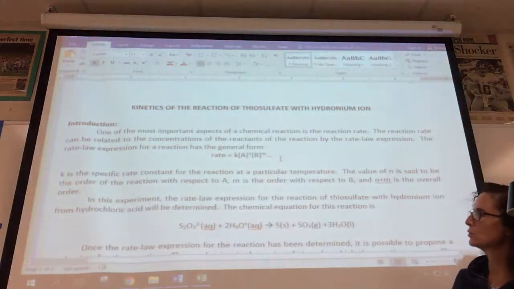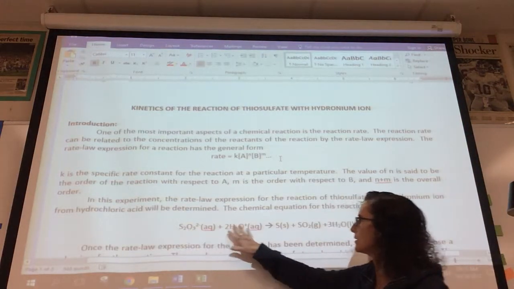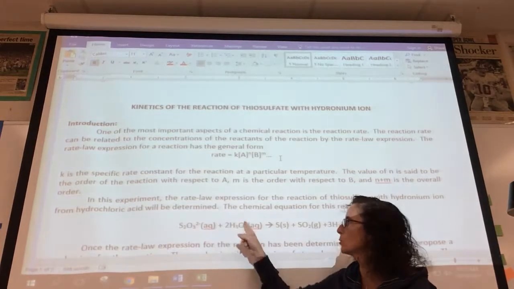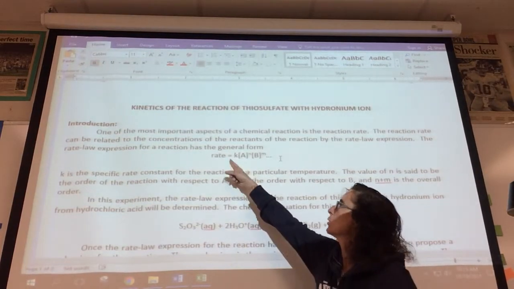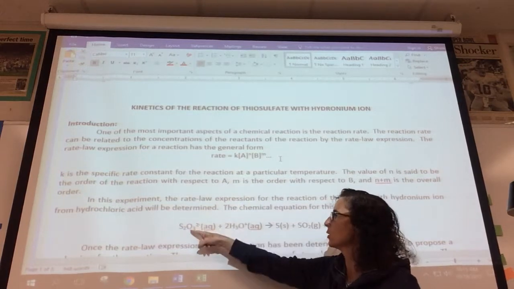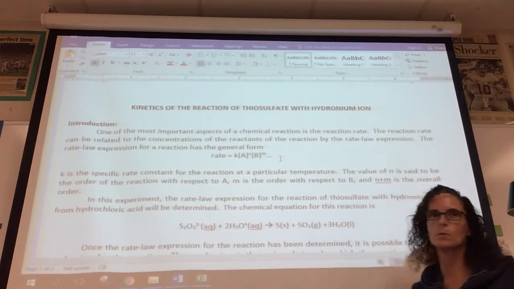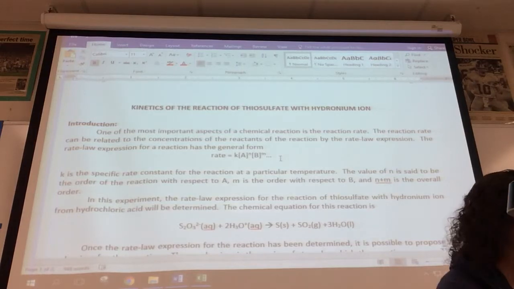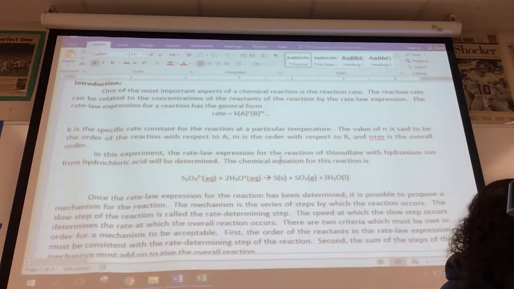Our goal will be to determine the rate law of this reaction. We're going to be determining the order with respect to both reactants here. So you'll get a rate law. The A here would be thiosulfate ion. The B would be the hydronium ion. And your goal is to determine the rate law for this reaction.